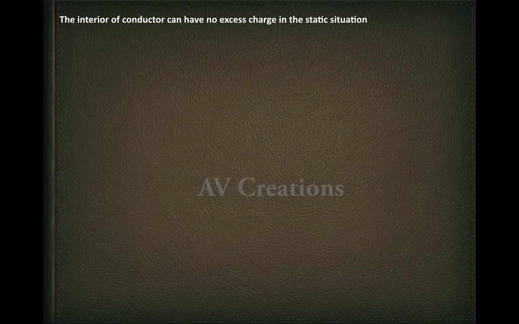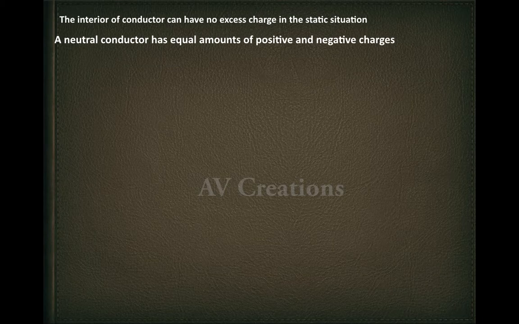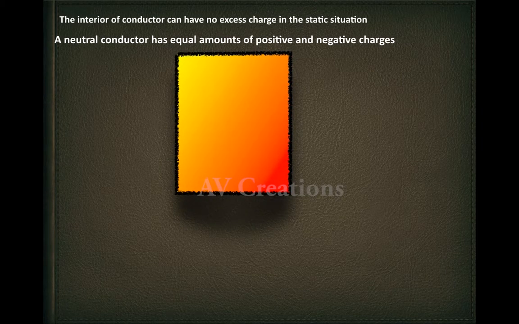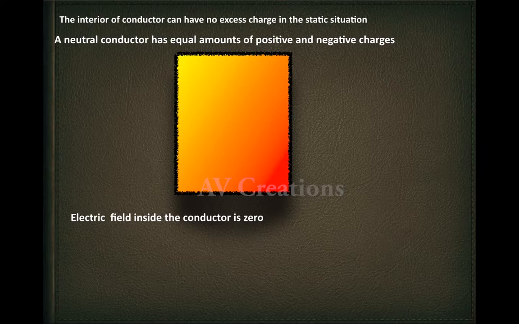The interior of a conductor can have no excess charge in the static situation. If we give excess charge to a conductor, it will spread throughout the surface of the conductor. A neutral conductor has equal amounts of positive and negative charges inside. So this is a conductor which has a charge, and the charges will always be at the surface of the conductor. The electric field inside the conductor is zero.